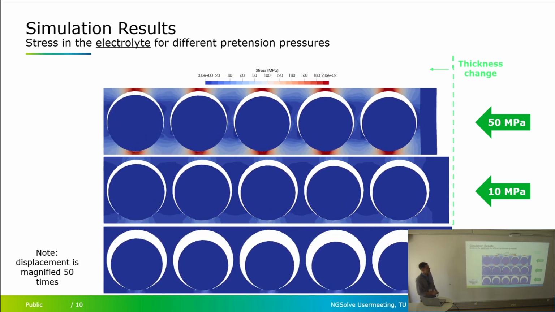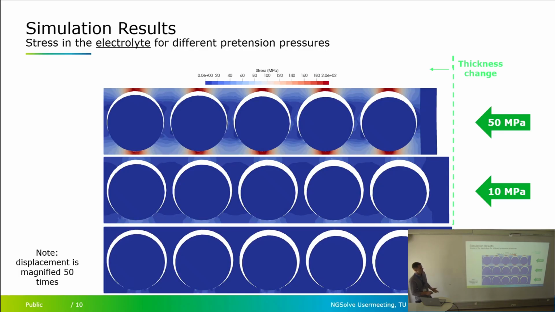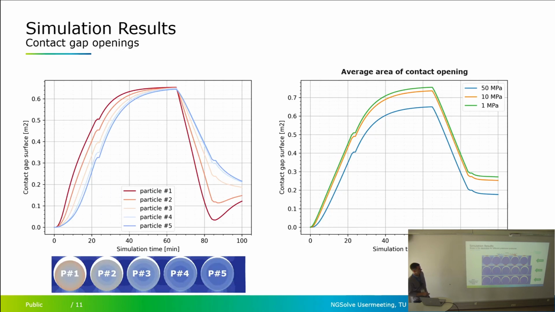So what we can see, obviously, with higher pretension pressure, is higher pressures inside the electrolyte, which we do not want because our electrolyte will not make as many cycles of the cell as we want. But we can also see, maybe not now, but on the next slide, that for high pressure we see a lower gap area, meaning less influence on our electrical resistance.